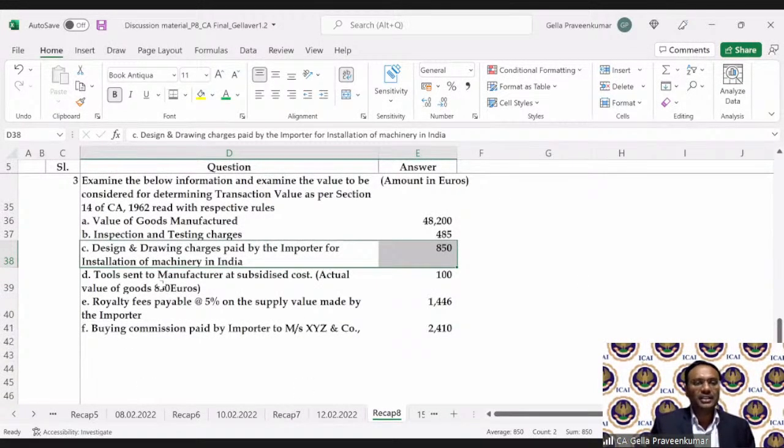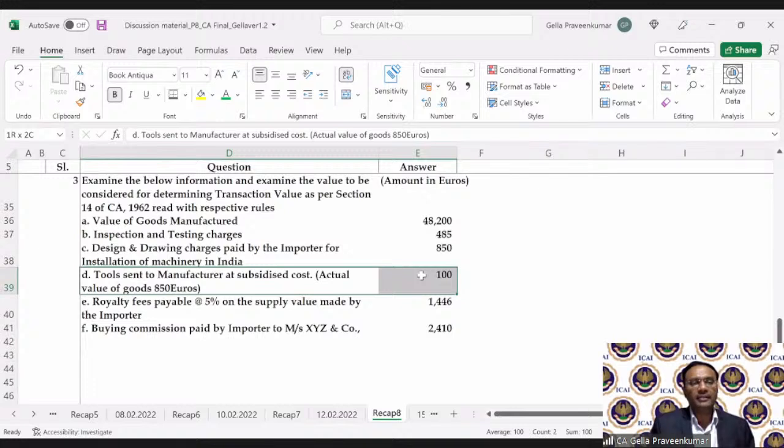Tools sent to manufacturer at subsidized cost. Actual value of goods 850 euros. 100 euros was the value at which it was supplied to the manufacturer. The value of goods is 850 euros. However, this was supplied to this particular manufacturer at 100 euros.